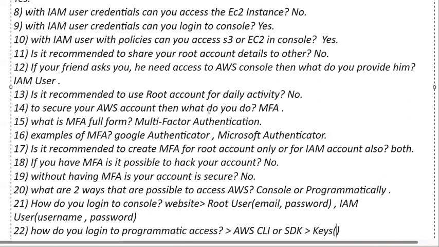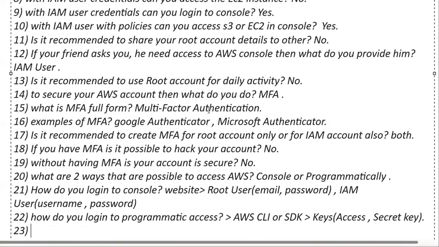What keys do we need to have to log into AWS? We need to have the access key and the secret key to log into this programmatic access. If you want to access AWS programmatically, you need to go for either CLI or SDK, and in that you need to provide your access key and secret key. That means to access it, you need to provide the authentication by using this access key and secret key.